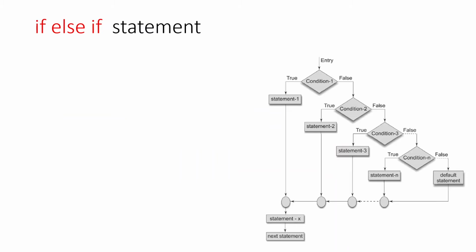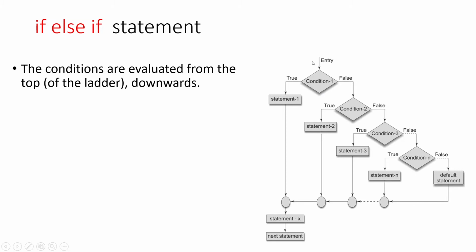Next is the if-else-if statement. Earlier we discussed a simple if statement and if-else, where a condition is checked. We have two options. If it is true, it executes a set of statements. If false, it executes another set of statements. And now the third case, if-else-if. Here it's a ladder type structure. You can see various conditions are checked. So let's go through it.